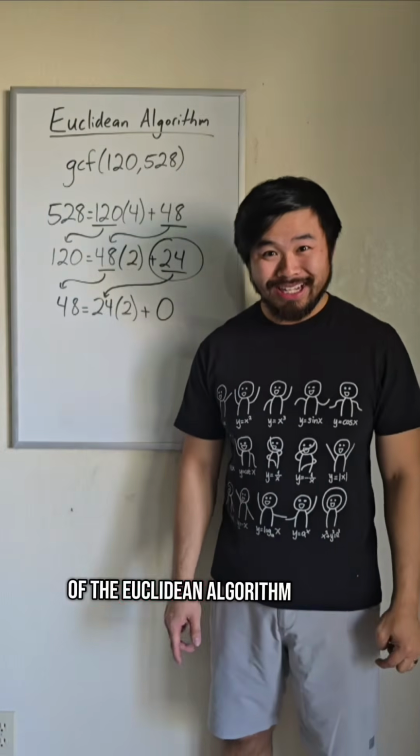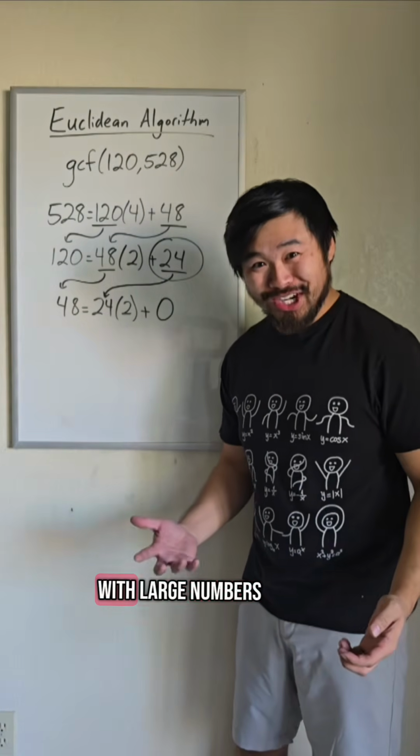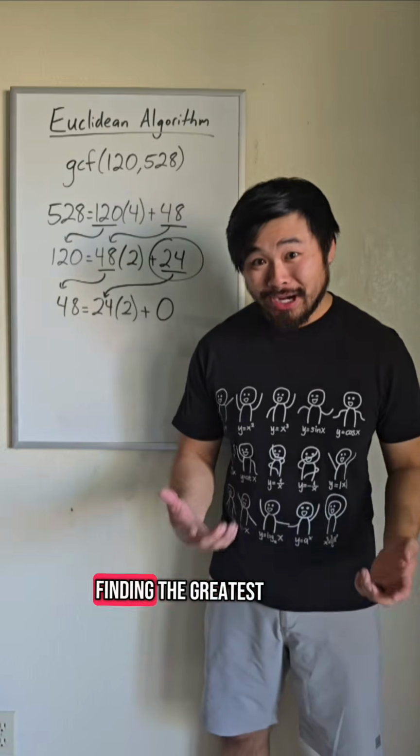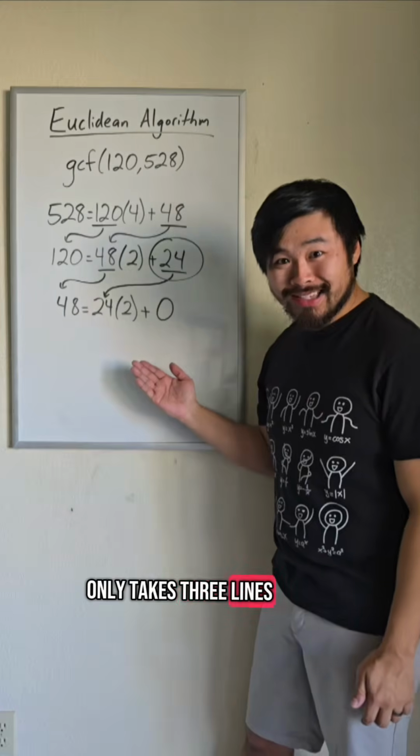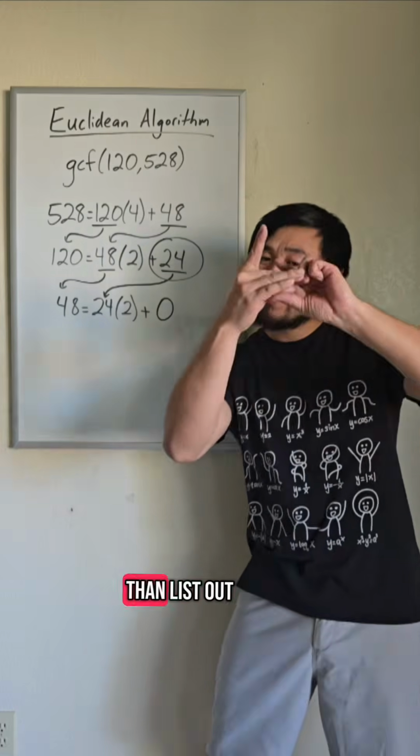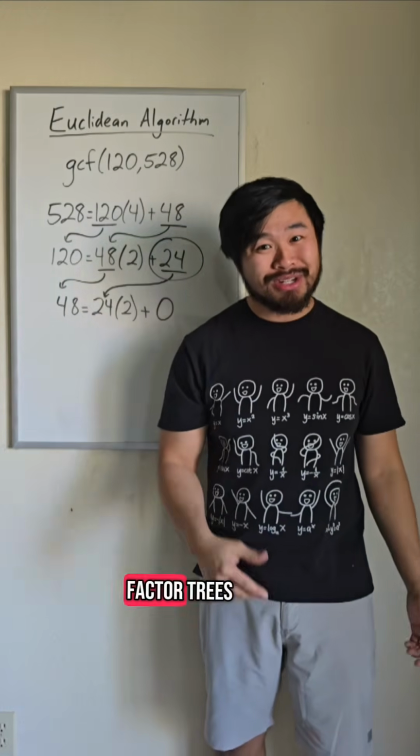Now, a strength of the Euclidean algorithm is that it works really well with large numbers. For example, finding the greatest common factor of 120 and 528 only takes 3 lines. I would much rather do this than list out all of the factors or do factor trees.